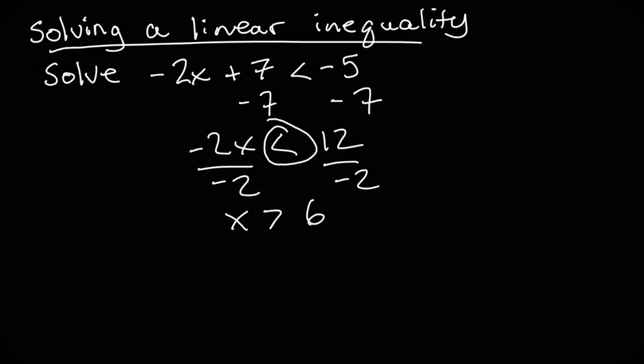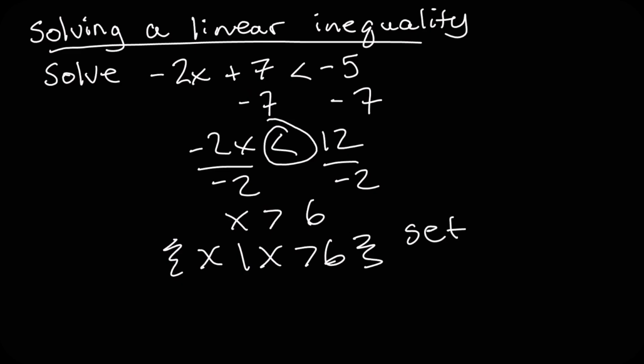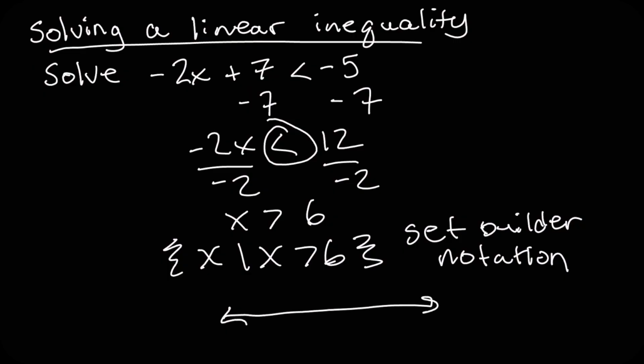And this will look like this. We'll have x, and then x greater than 6. And this is known as set builder notation. And if we were to look at this on a number line, you might have your number line, and then say for example this is 6. Essentially all our solutions will be going this way.